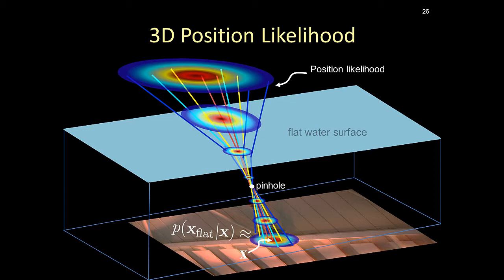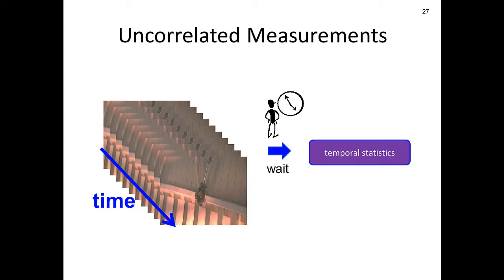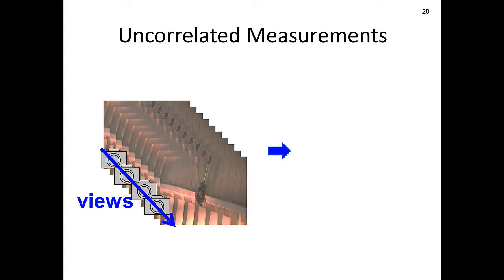To narrow the support, we need additional measurements so that we could multiply the likelihoods. Thus, we need these measurements to be uncorrelated. One way to obtain uncorrelated measurements is to wait to collect temporal statistics. Another efficient way is to introduce additional views. The byproduct of multiple views is actually triangulation.